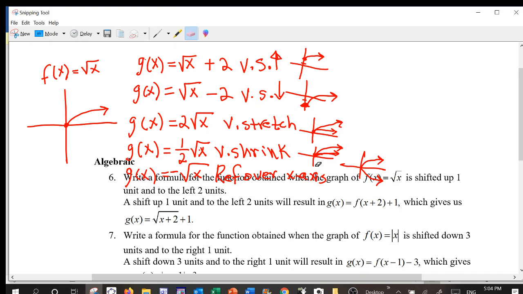It shrinks vertically. And if multiplied by a negative number, it reflects over the x-axis. Now, can we do the same thing to x? Yes, the only difference is that this is y equals f of x, which is y equals square root of x.